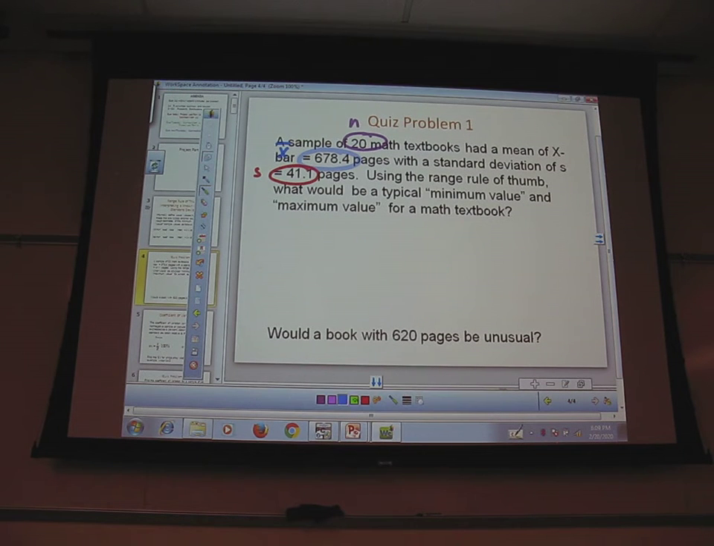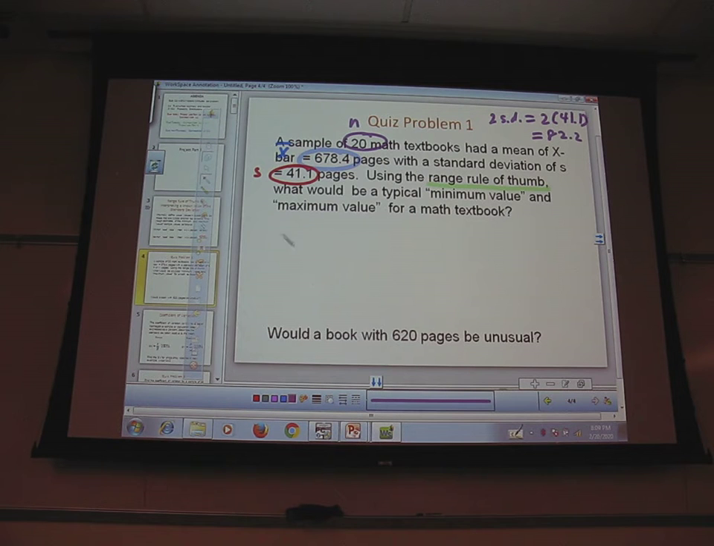The other clue is, heads up, when I say range rule of thumb, you know, take the mean and you go 2 this way and 2 that way, and you find those usual values. So that's your verbal clue to do this. So we're going to find 2 standard deviations. That's one way. So the first way is to find 2 standard deviations. That's 2 times 41.1, which is 82.2.